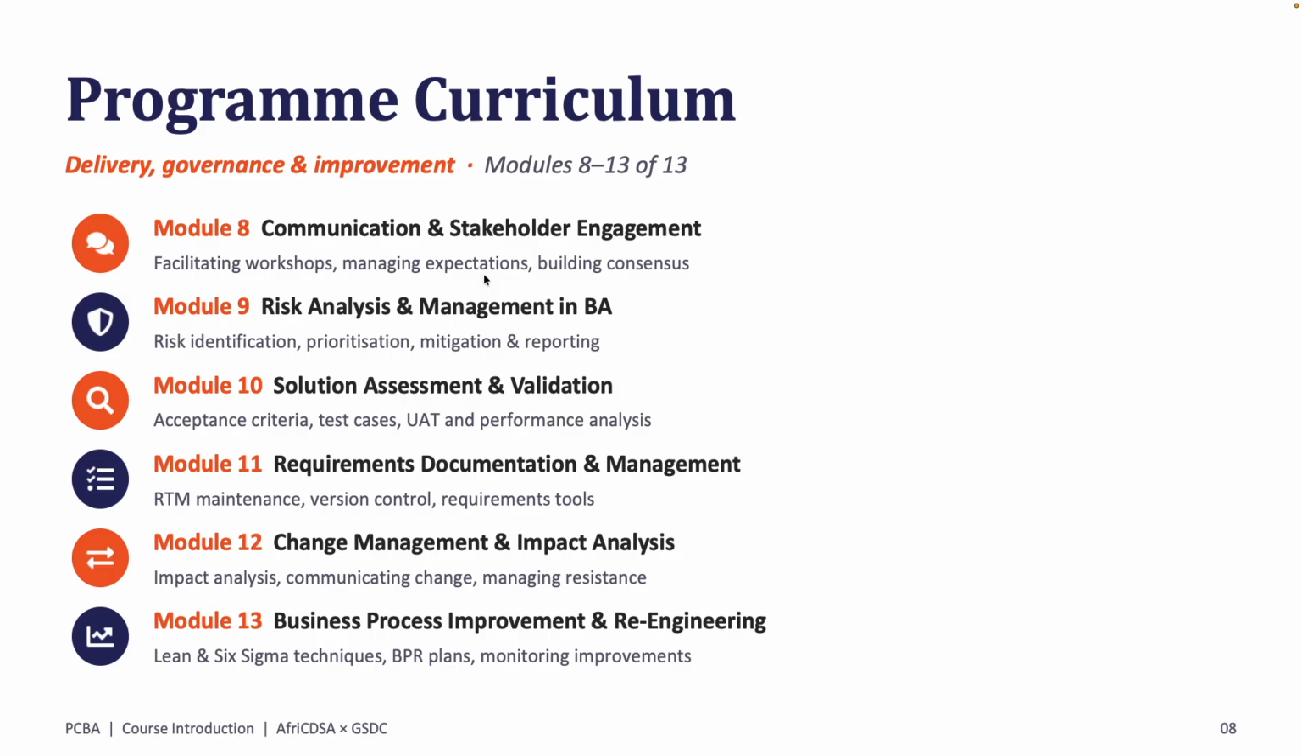So there is about requirement documentation and management. So you see here it's all about reporting. Then there is module 12 about change management and impact analysis. Then module 13 is about business process improvement and re-engineering, because sometimes maybe along the way things are not working for the company. So you guys have to shift things.